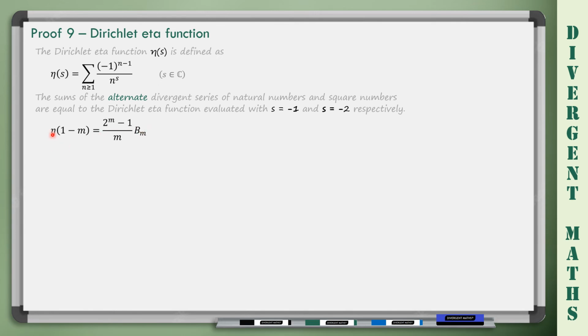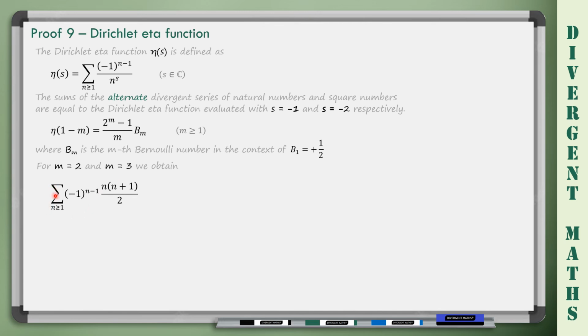So we're going to use this formula, the Dirichlet eta function at 1 minus m is equal to 2 to the m minus 1 over m times the mth Bernoulli number, for m greater or equal to 1. So for m equal 2 and m equal 3, we obtain the sum from n equal 1 to infinity of -1 to the n minus 1 of the triangular numbers. So it is 1/2 of the sum from n equal 1 to infinity of -1 to the n minus 1 over n to the -2, plus the sum from 1 to infinity of -1 to the n minus 1 over n to the -1.